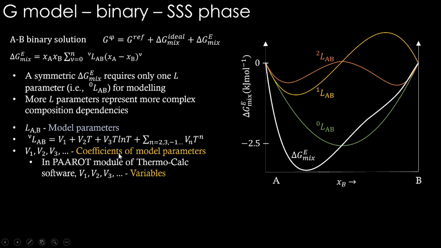Okay, these coefficients will have a slightly different name when we do the thermodynamic assessment. They are called variables. In Thermo-Calc software, especially the PARROT module, V1, V2, V3 are called variables and not coefficients. I'm sorry for the spelling.